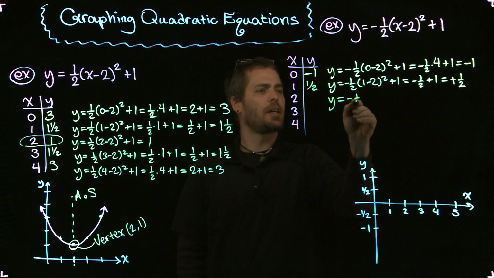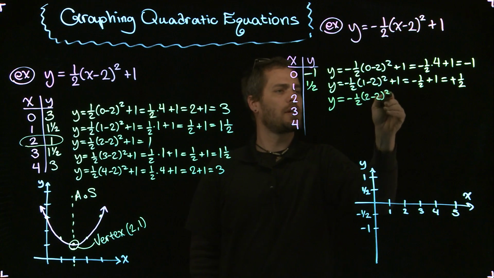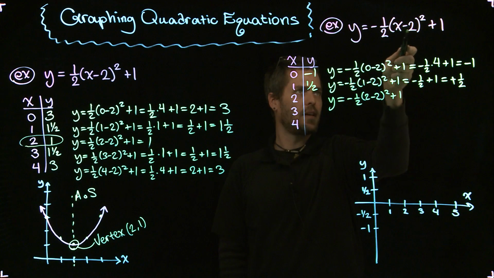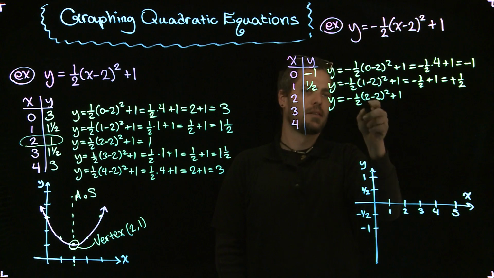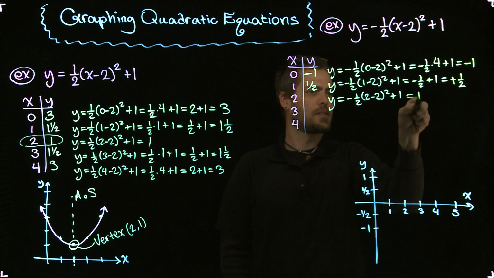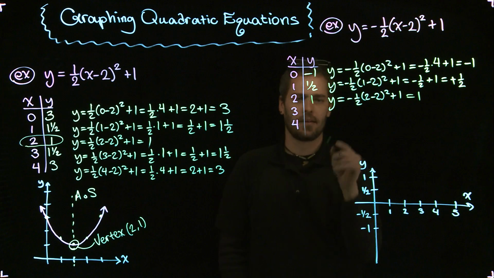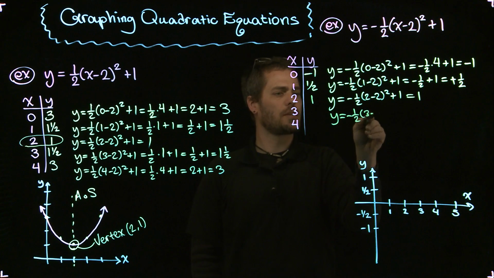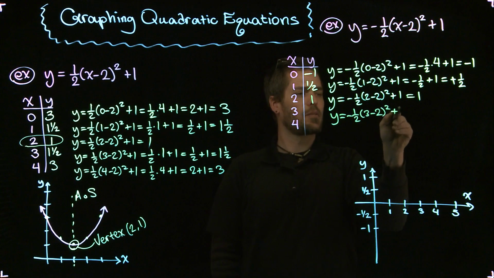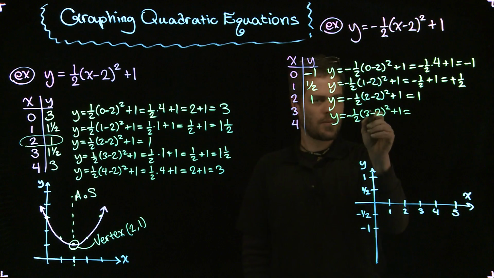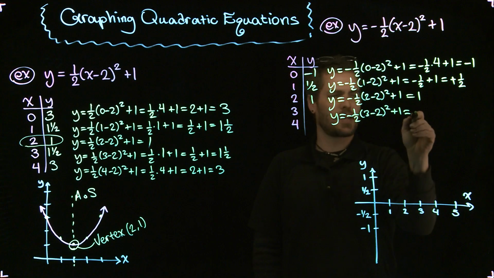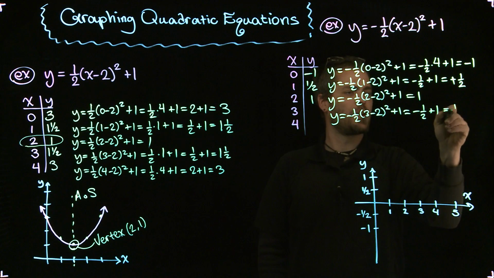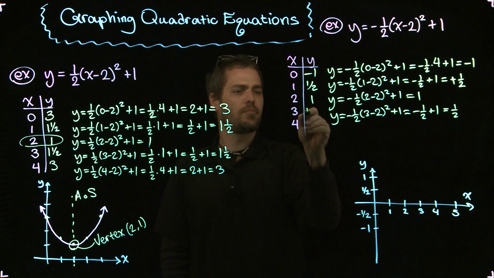Plug in the 2. Negative 1/2 times 2 minus 2 squared plus 1. That's always nice when it equals the x value that you're plugging in, because you get a 0. 0 squared is 0 times anything is 0, so this just comes out as 1. Now let's plug in the 3. Negative 1/2 times 3 minus 2 quantity squared plus 1 equals 3 minus 2 is 1 squared is 1 times negative 1/2 is just negative 1/2 plus 1. And again, that gets me to a positive 1/2.